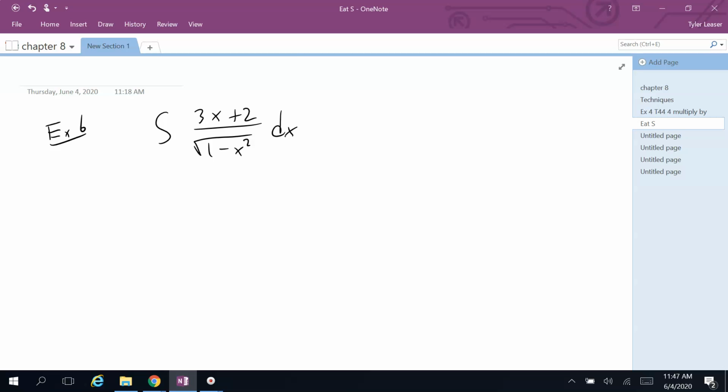U substitution would not work as is, because if I let u be the inside of the square root, I do not have its derivative exactly up top. The technique that we're going to do here is that I have two terms up top, the 3x and the 2, and just that single square root term in the bottom. So we're going to split up the fraction.